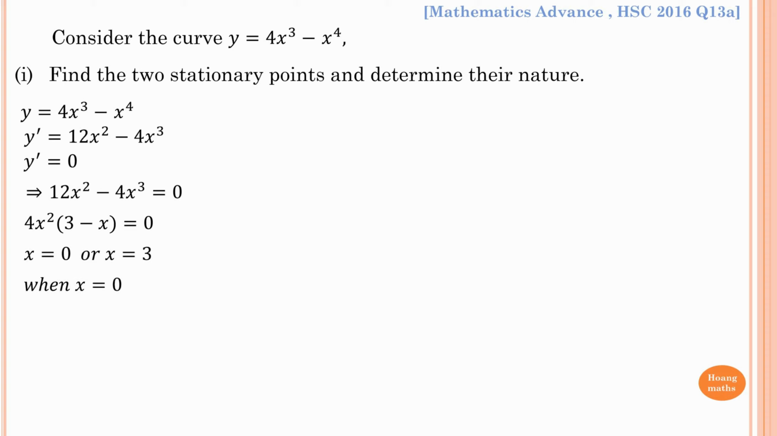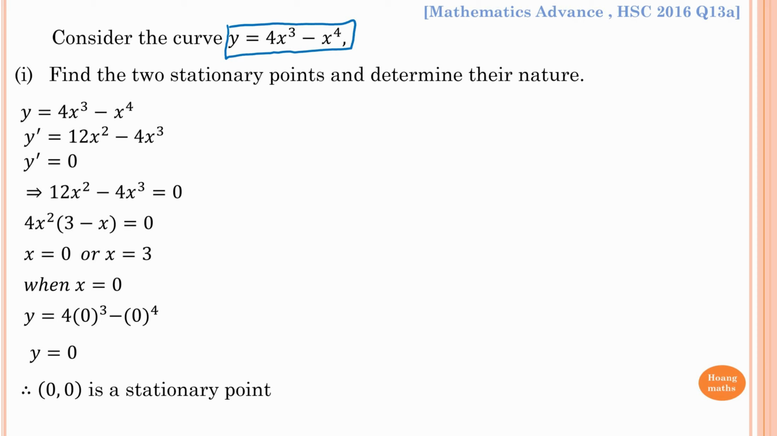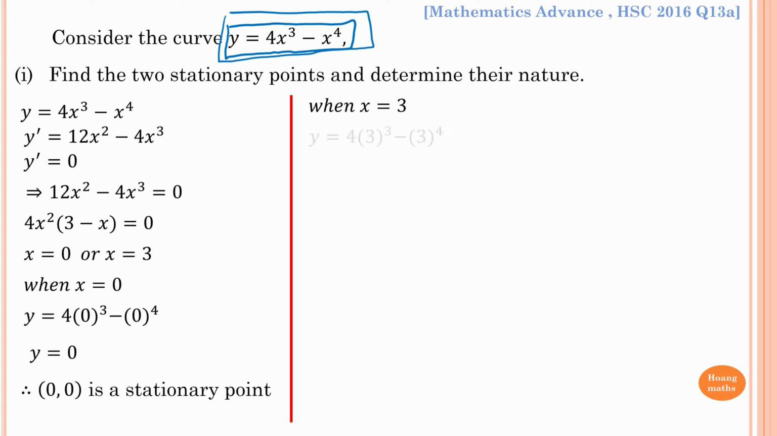So when x is equal to 0, we substitute the x value into this equation here to find the y value. So y is equal to 4 times 0 cubed minus 0 to the power 4, so it's 0. So therefore, (0, 0) is a stationary point. When x is equal to 3, same thing, we just substitute into this function to find the y value. Replace x with 3, and that's 27. So therefore, the point (3, 27) is a stationary point.